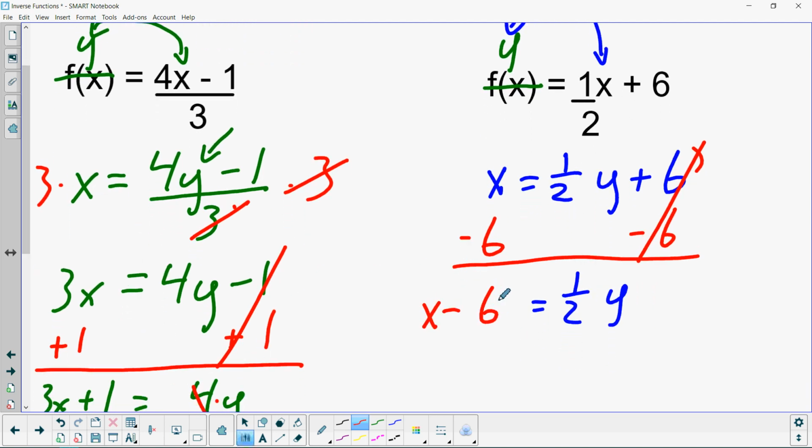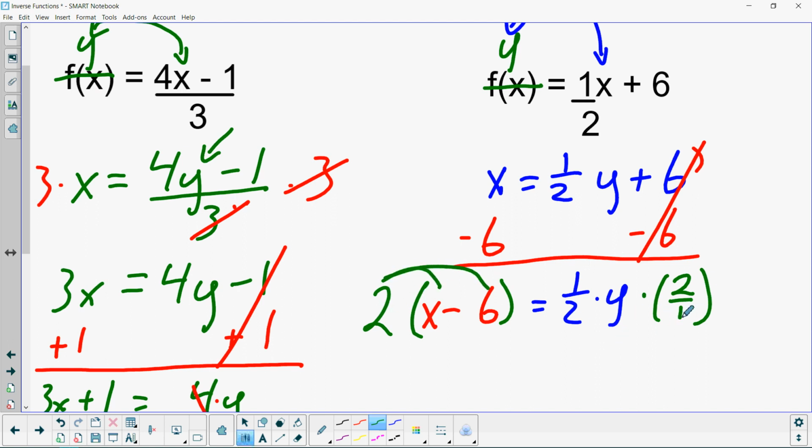Now, we need to get rid of this 1/2, and it's multiplying to y. We could divide by 1/2 to undo the multiply, but remember, you can't really divide by a fraction. So what we do to divide by a fraction instead is we multiply by the reciprocal. So we're going to multiply by 2/1. On the left side, make sure you multiply by the 2, because 2/1 reduces to 2. Make sure you multiply the 2 to everything. We're going to distribute it on this side.